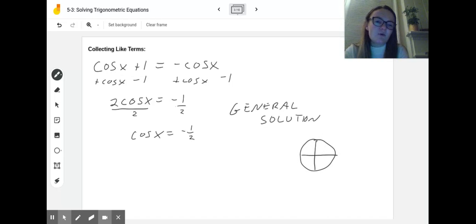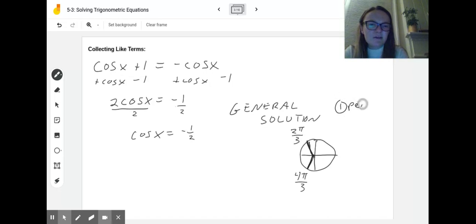Well, on my unit circle, I have cosine being negative a half here, and I have cosine being negative a half here. So once again, we saw this one earlier, that's 4 pi over 3, and this right here is 2 pi over 3. Okay, so to write this generically, I need to, number 1, ask myself, hey, what's the period of cosine? Well, hopefully remember the period of cosine is 2 pi, which means we're going to be adding 2 pi n to any solution that I see on my unit circle to make it generic.